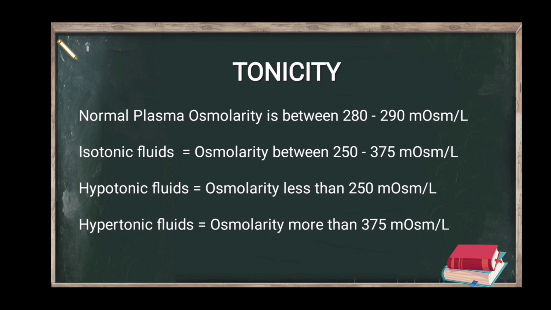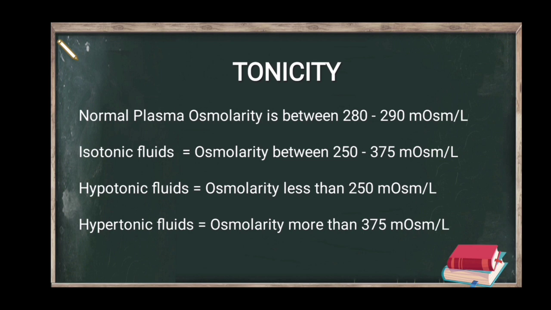Next, coming to tonicity. Tonicity is measured as osmolarity. Normal tonicity or normal plasma osmolarity is between 280 and 290 milliosmoles per liter. The fluids which contain an osmolarity between 250 and 375 milliosmoles per liter are called isotonic fluids. Iso means same, that is the concentration of that fluid is the same as that of plasma.